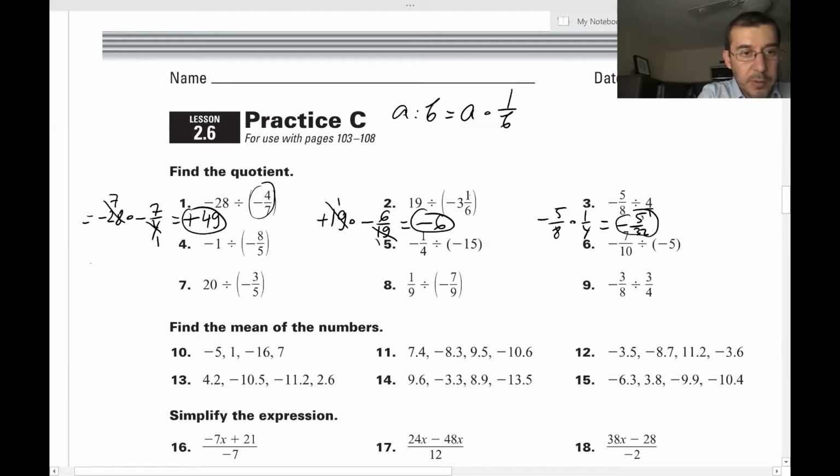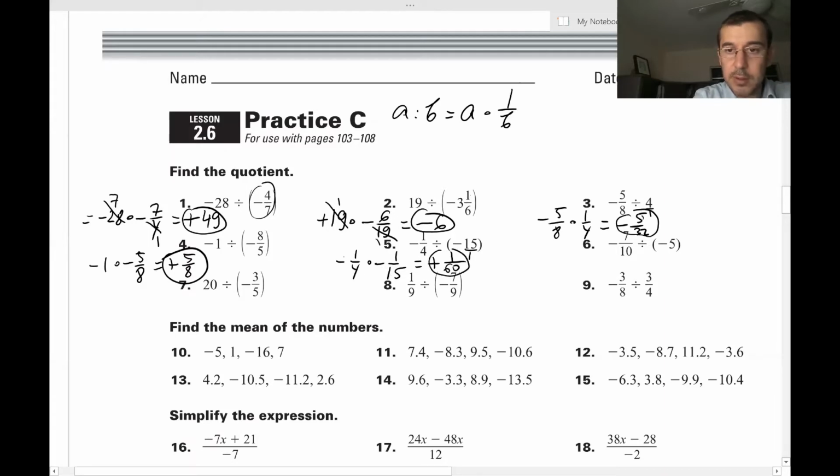Number 4, we have minus 1 times minus 5 over 8, or this is minus times minus is plus, and then 5 over 8. Any number multiplied by 1 is the same number, so 5 over 8. Number 5, minus 1 over 4 times, this is 15 over 1, so minus 1 over 15. Minus times minus is plus, 1 times 1 is 1, 4 times 15 is 60, so 1 over 60.